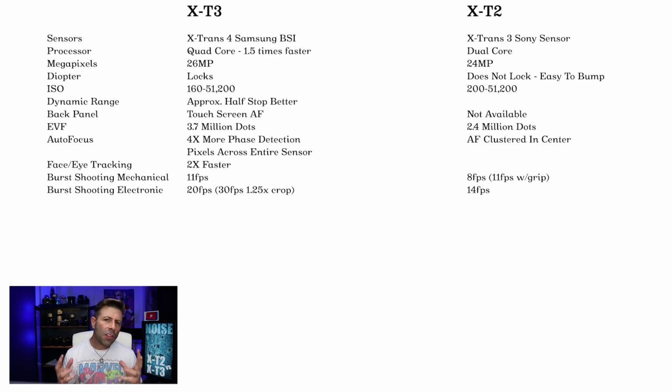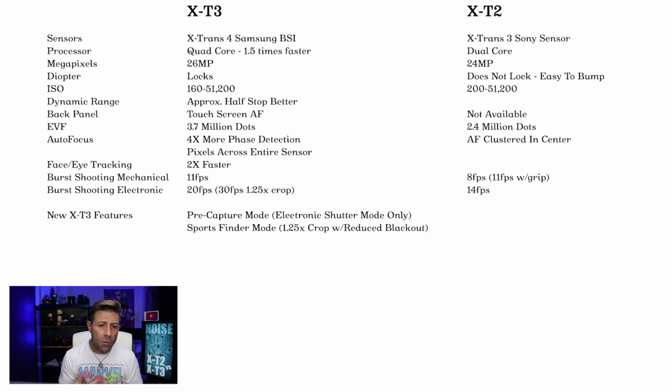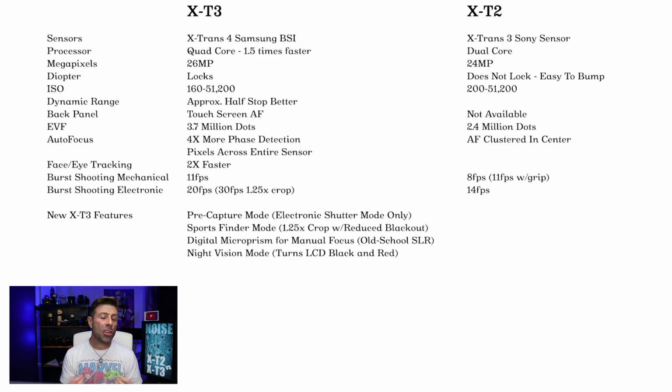Now, the features that are new to the X-T3 would include the pre-capture mode, you have sport finder mode, you have digital micro prism for manual focusing, and you also have night vision mode. To me, I think what is really cool is that digital micro prism because it changes the EVF into, let's say, an old school SLR viewfinder. It gives you an ability to really get that focus dead on. So I do like that a lot.